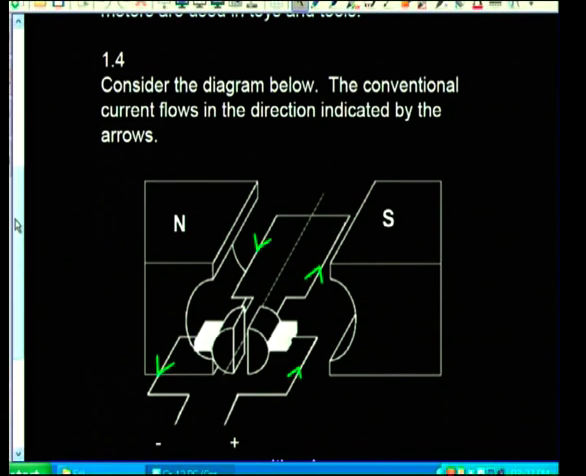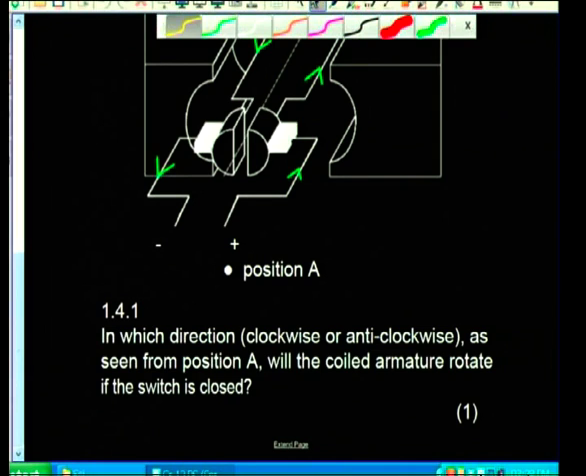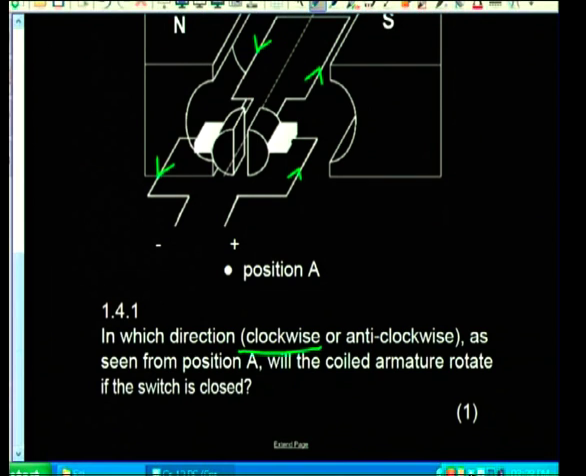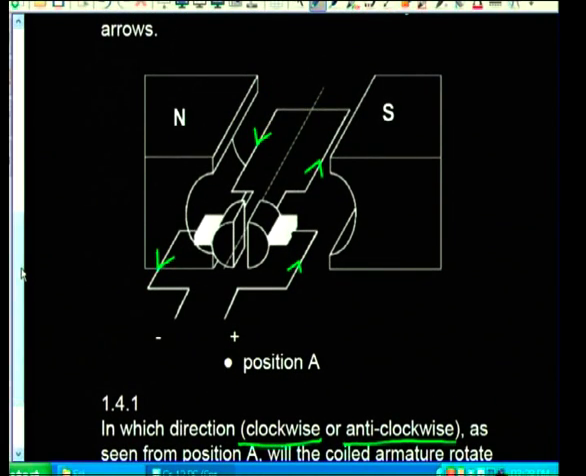Now consider the diagram below. The conventional current flows in the direction indicated by the arrows, and they very nicely put it on there for us. And they ask us in which direction, clockwise or anti-clockwise, as seen from position A, will the coiled armature rotate if the switch is closed? Now, grade 12s, there's a couple of important things here. First of all, the question says clockwise or anti-clockwise. This means you can't write up, down, left, right, north, south, anything like that, because they don't want that, and it doesn't make sense. Now, position A is on the right-hand side of my diagram.